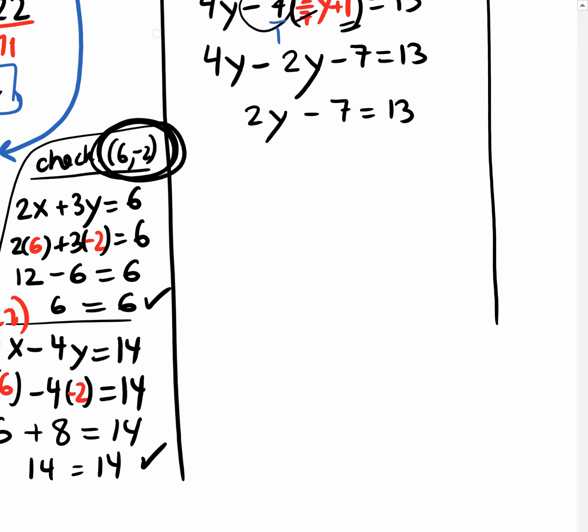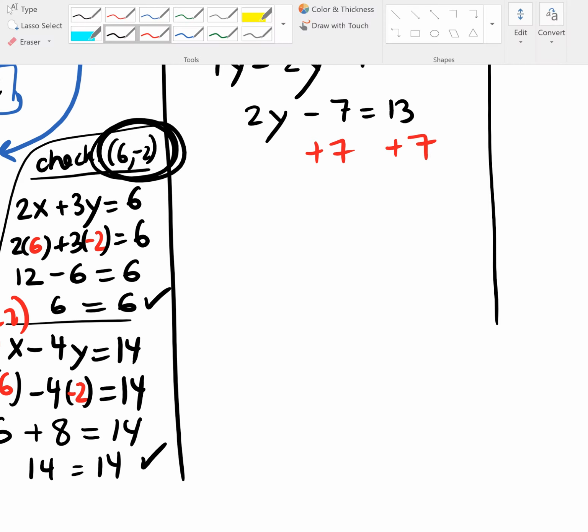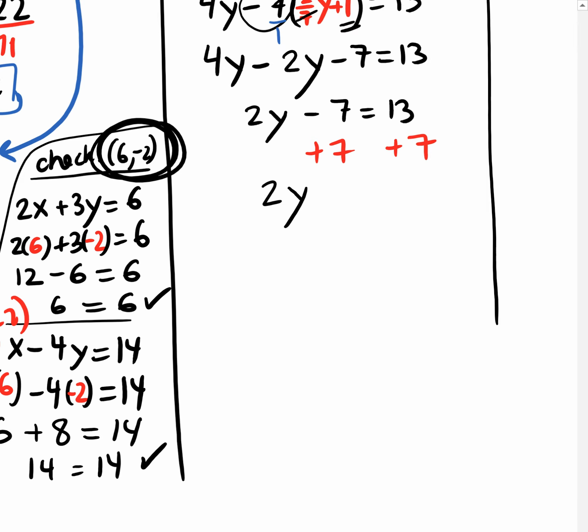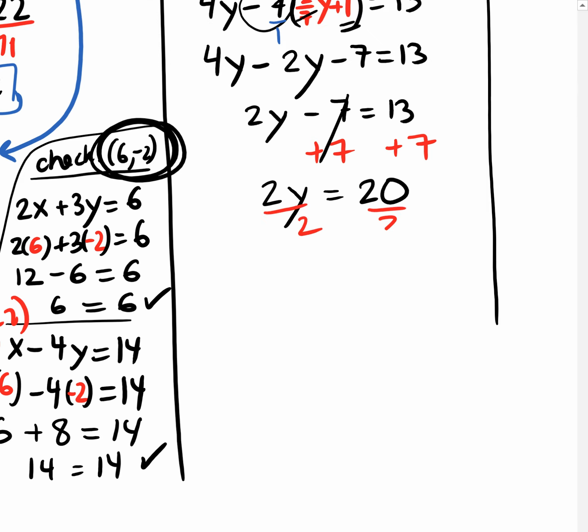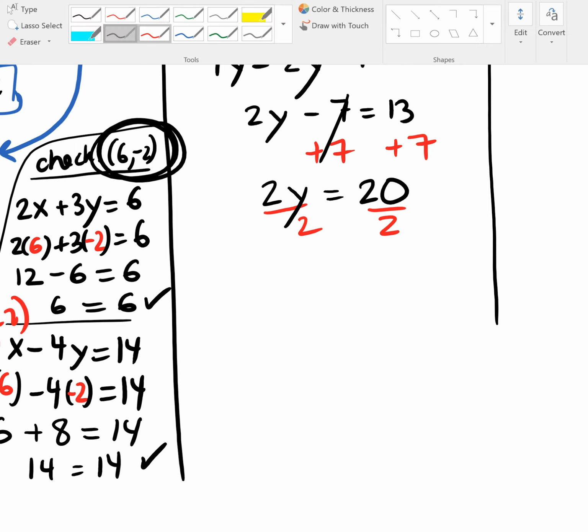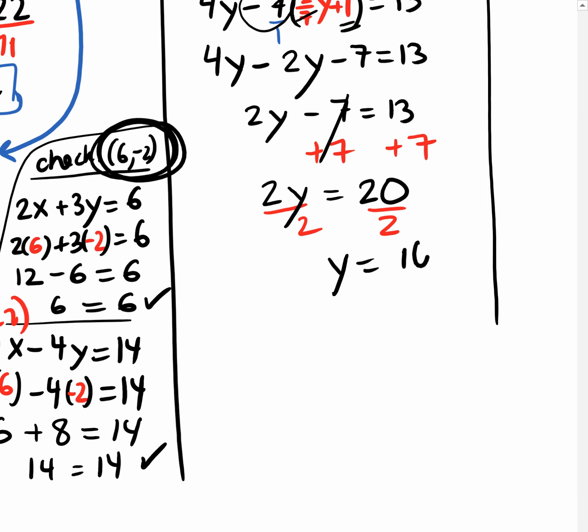Now if I want to isolate y, I'm going to move the 7 over first. So that way 2y is equal to 20. And then lastly, I'm going to divide by 2. And that'll leave me with the y value of the solution, but not the x value. I'll have to find that soon. Okay, so our solution is going to be something comma 10, because that's the y value we found.